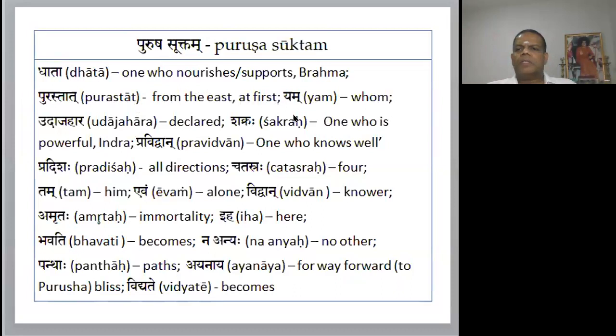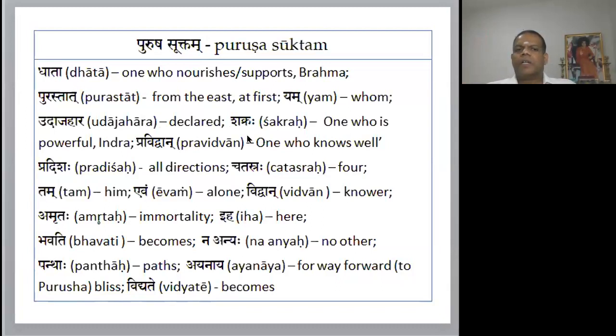Yam is whoever or whom. Udajahara comes from the word udahara. Udajahara is past tense. Udahara means one who explains with examples, who declares. So Udajahara means who declared. So the Dhata Brahma declared first about this Purusha, Yam. So Brahma apparently, when he created the world, had declared about this Purusha. Dhata Purastat Yam Udajahara. Okay.